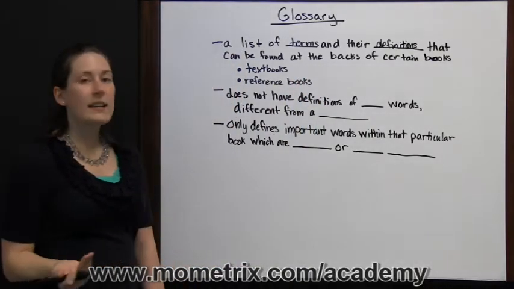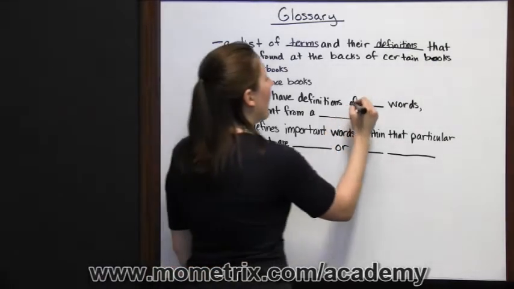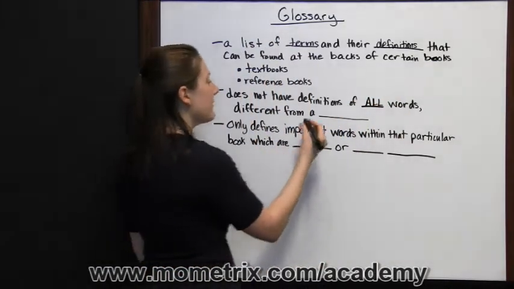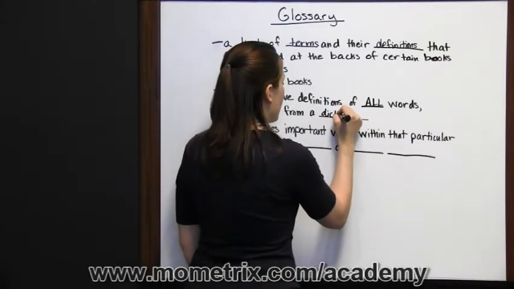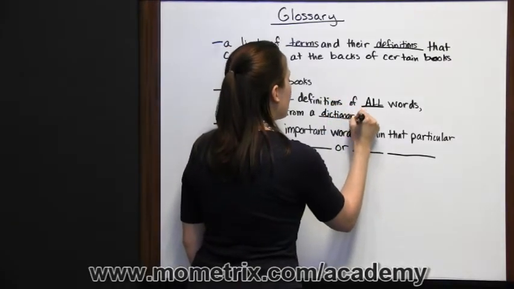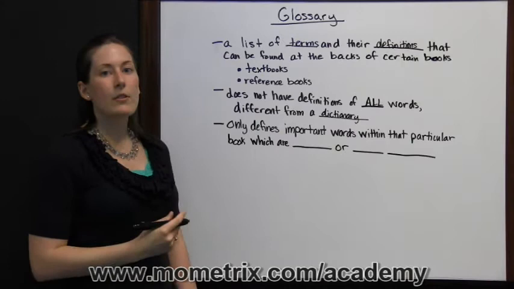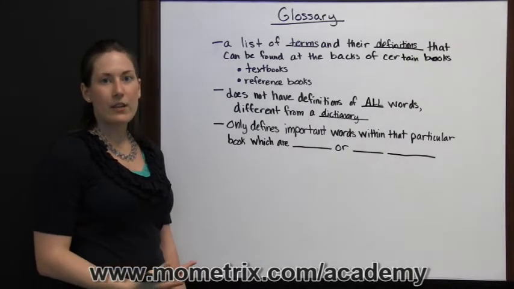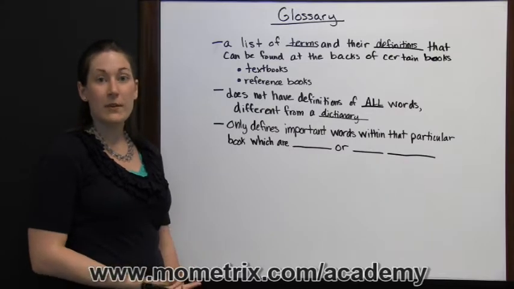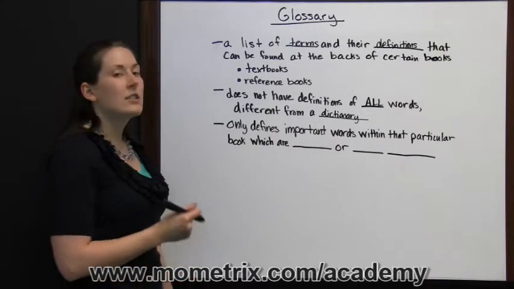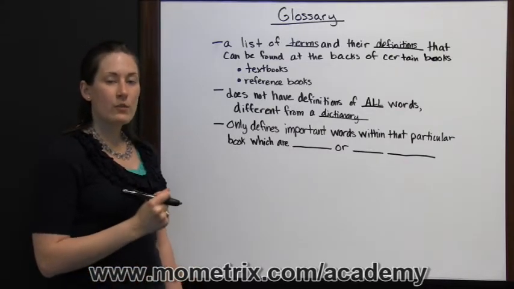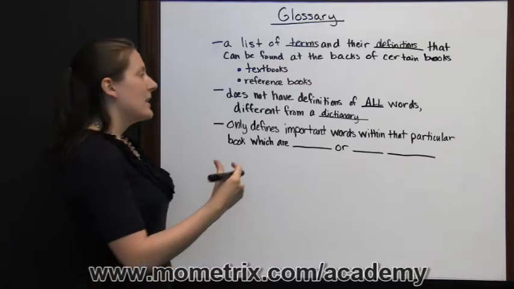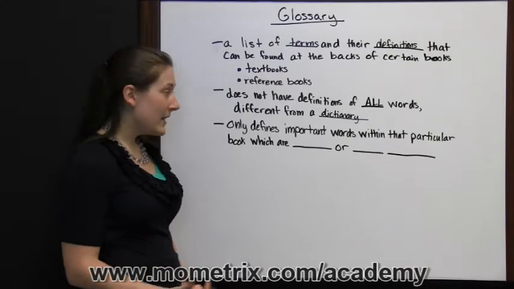So a glossary does not have definitions of all words, like a dictionary does, which makes it different from a dictionary. Where a dictionary will have almost every word in the English language, and it will add new words every year as new words come into existence. A glossary is only going to have certain words, and they're going to be at the back of a certain book, and they're only going to be words that you can find in that book.